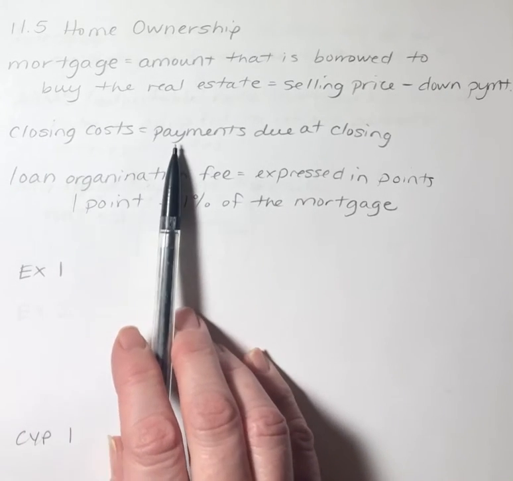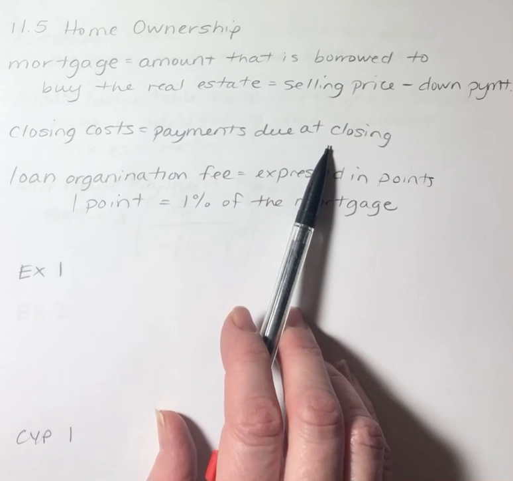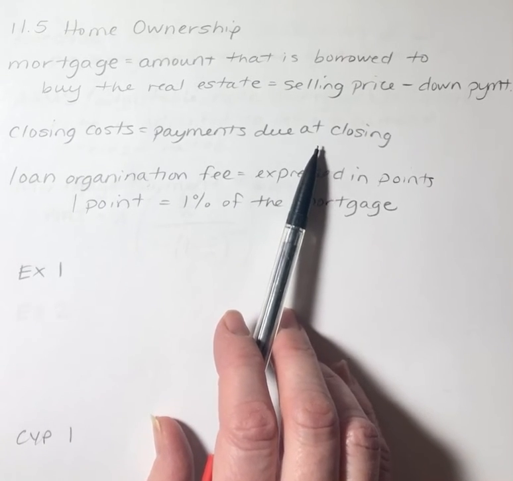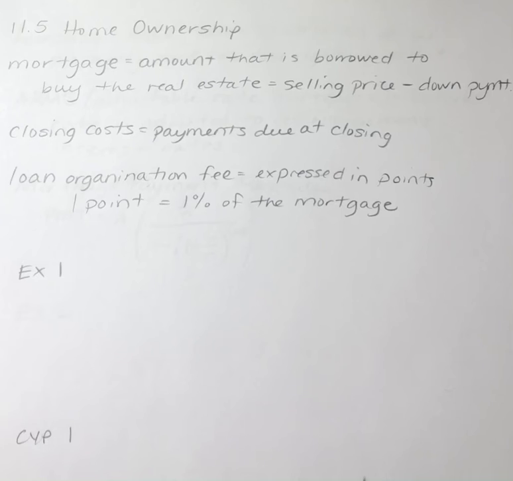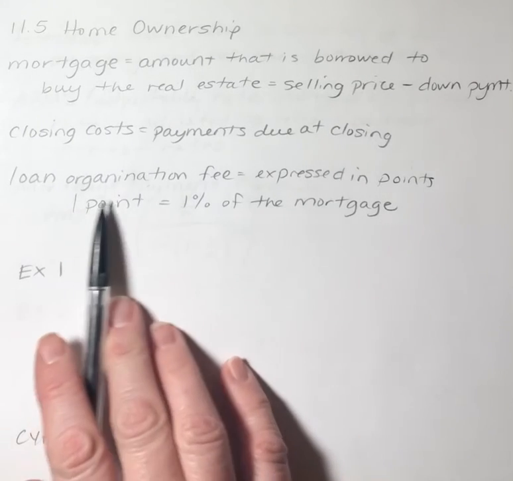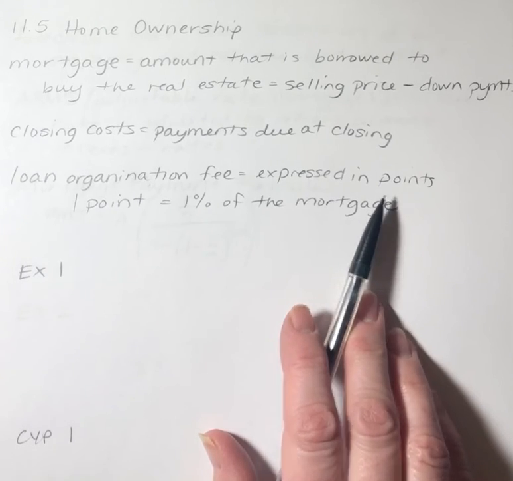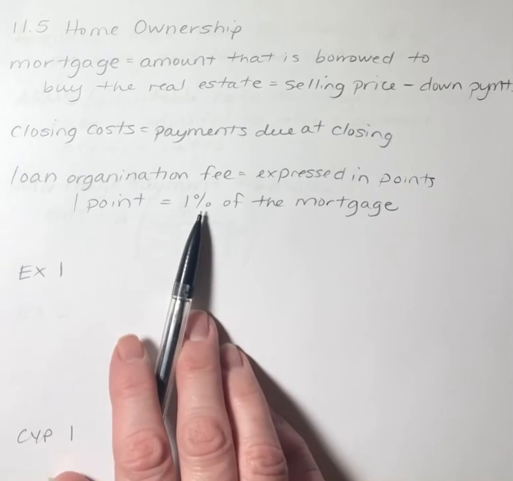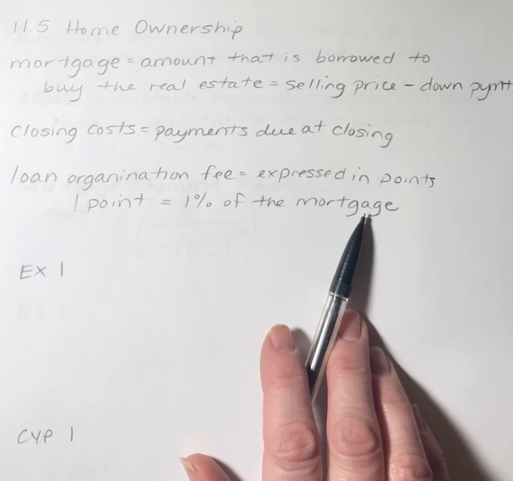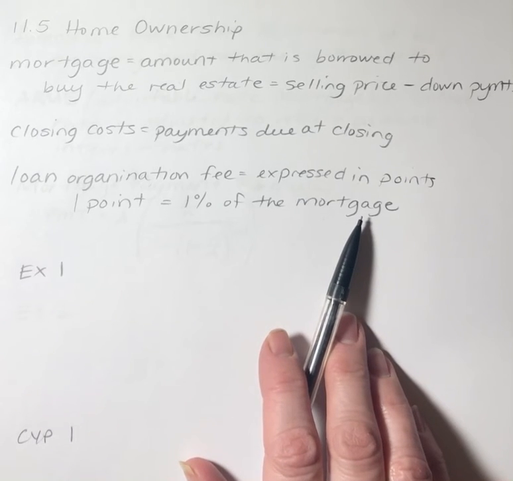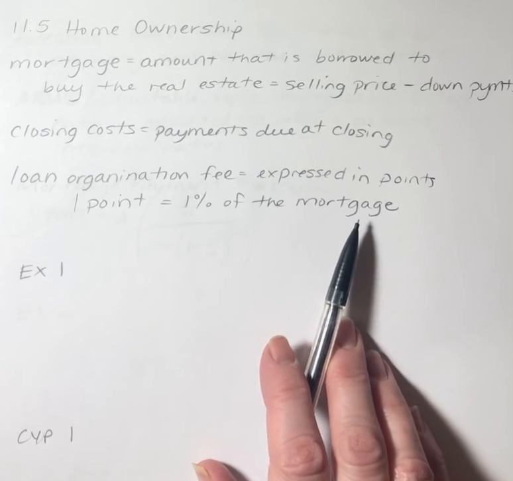Closing costs. These are the payments that are due at closing. So when you get a mortgage, you don't just get a mortgage and pay interest. You also have to pay the bank to give you a mortgage. The loan origination fee is expressed in points. 1 point is equal to 1% of the mortgage.